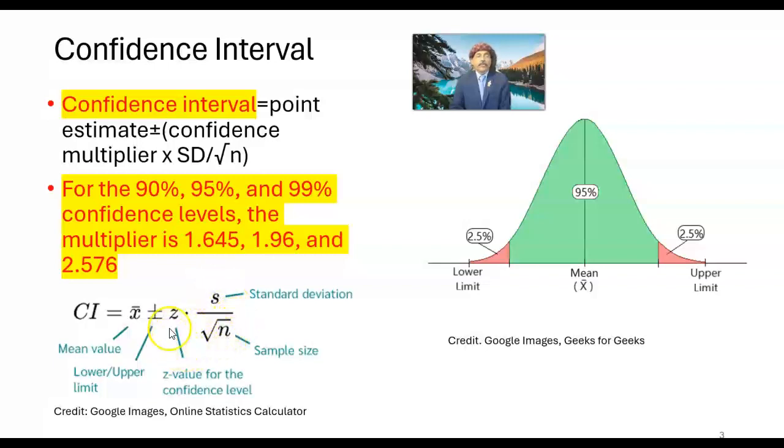If we know the z value, we know the mean, and if we know the standard deviation, then we can easily measure the confidence interval.